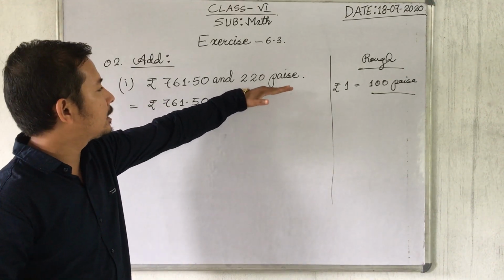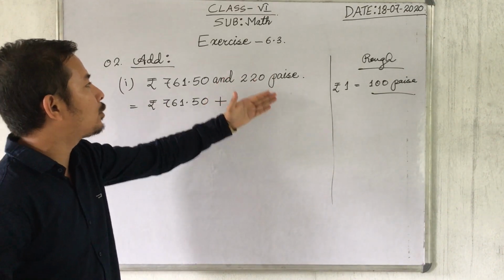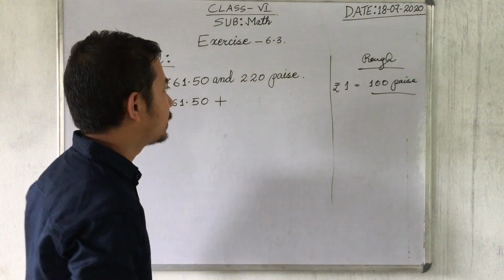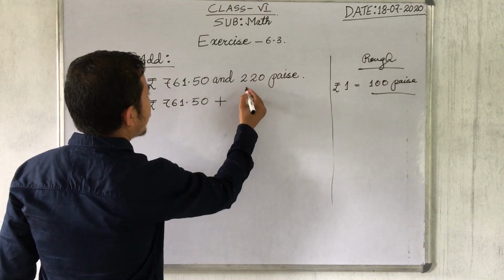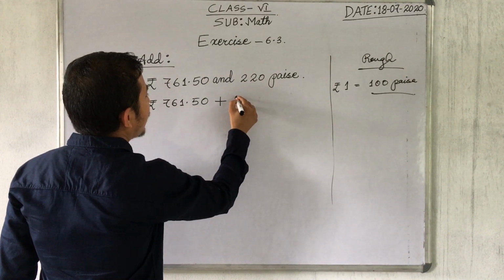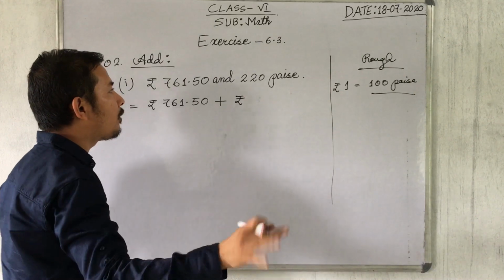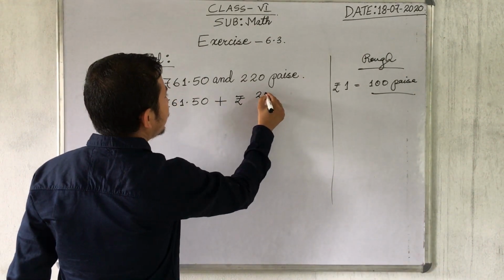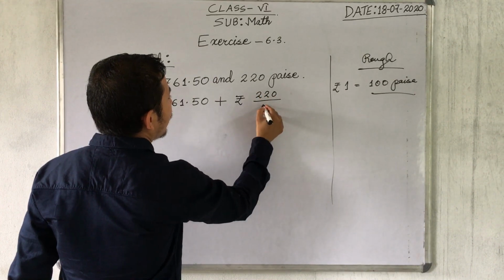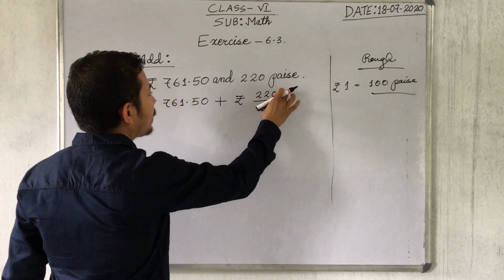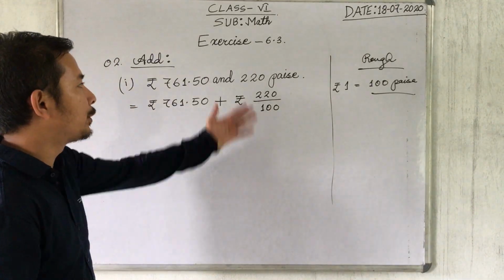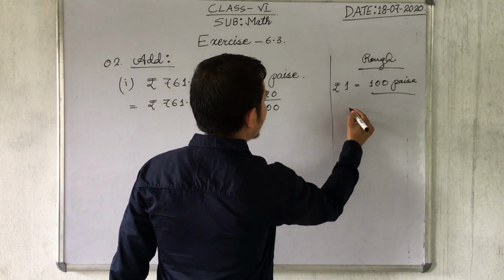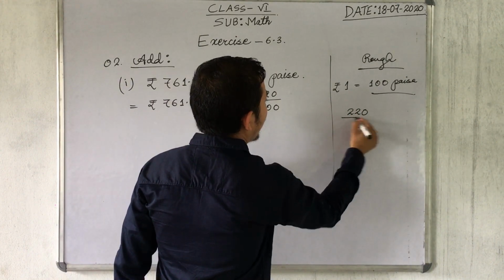Paise is smaller than rupees, that's why we have to divide 220 by 100 to convert 220 paise into rupees, right? So we can write like this. Rupees, now we can write rupees because we are going to divide this 220 paise by 100. Okay, so 220 divided by 100. After dividing 220 by 100 we will get the rupees. How many rupees? This work I'm doing in rough.